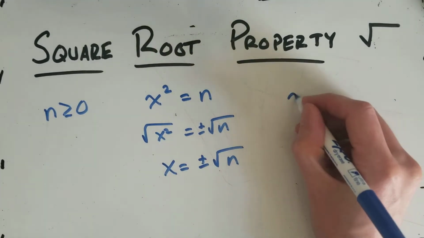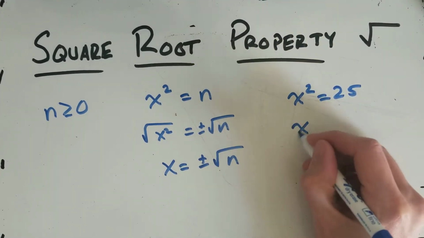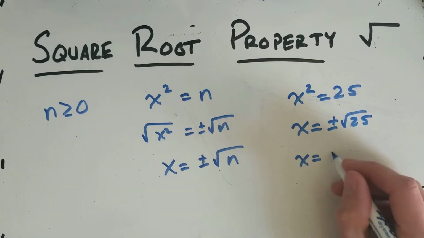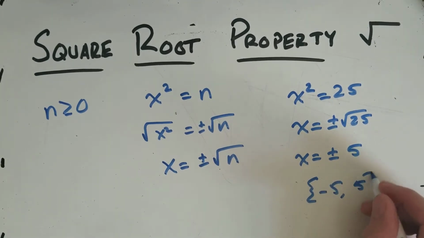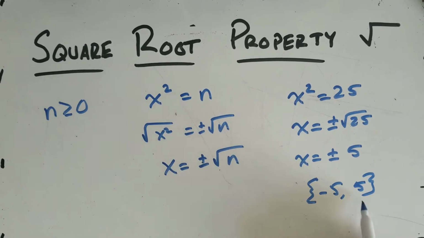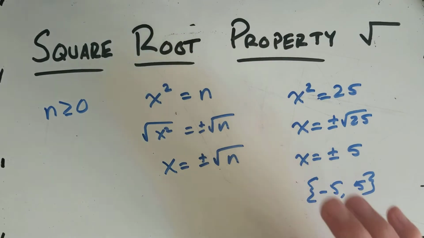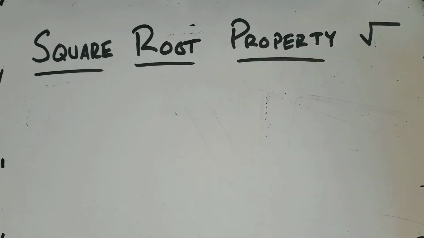So an example of this would be like x squared equals 25. You can take the square root of both sides, and you'll end up with x equals plus or minus square root of 25, which we know is plus or minus 5. So your solution set would be -5 and +5. And if you were to go back to your original equation, if you square -5, you end up with +25. If you square +5, you end up with +25 as well. So this is another method we can use to solve equations. And we'll go through some examples of this. This will be really useful as we go on further.